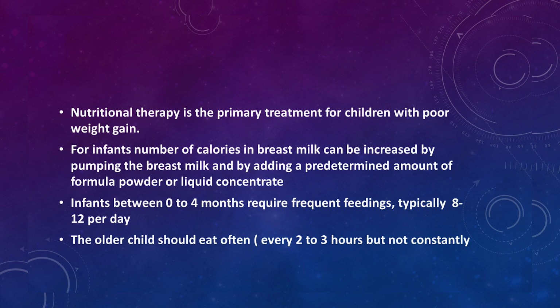Then, infants between 0 to 4 months require frequent feeding, typically 8 to 12 times per day. As these infants are growing faster, they have a greater requirement of calories for their organic growth, and therefore the number of feedings must be more during this time. An older child can eat every 2 to 3 hours, but not continuously.